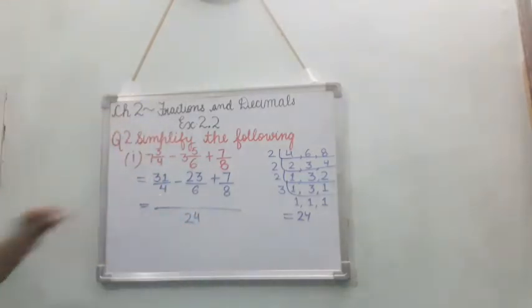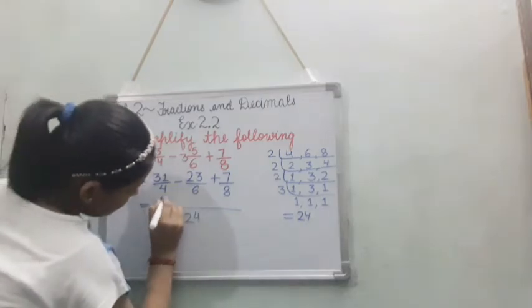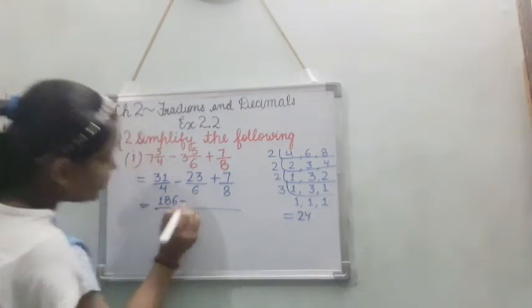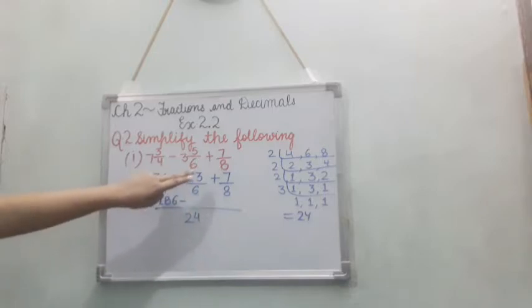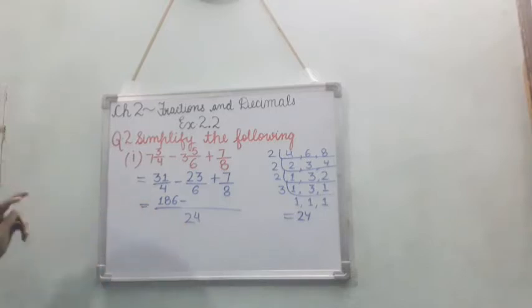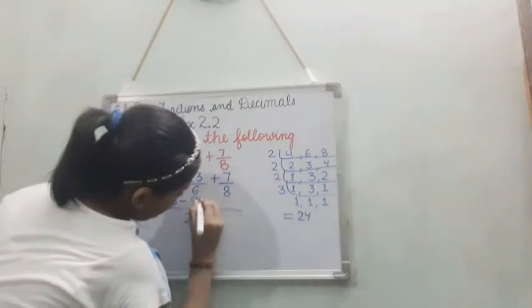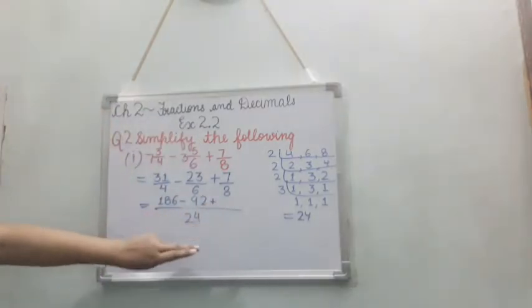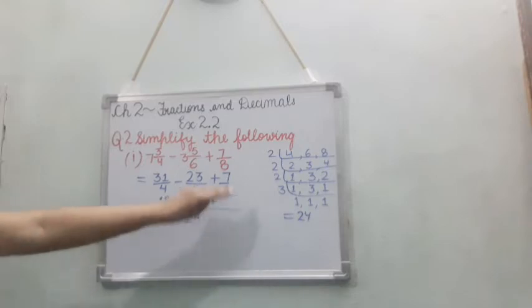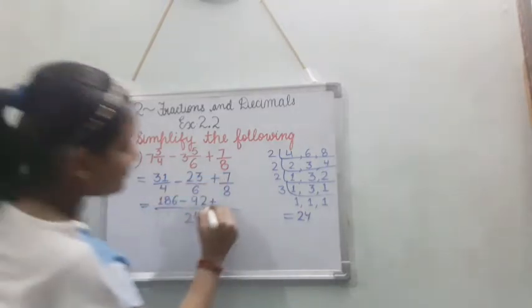And then 24 divided by 4 is 6 and 6 into 31 is 186. Then we will put the minus sign. Then 24 divided by 6 is 4 and 4 into 23 is 92, plus 24 into 8, 24 divided by 8 is 3 and 3 into 7 is 21.